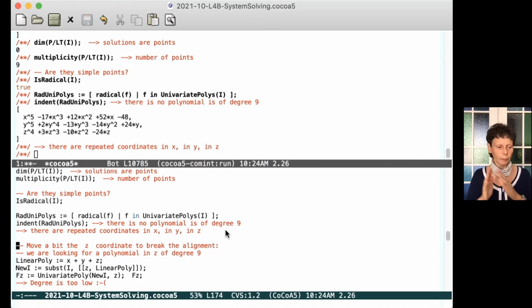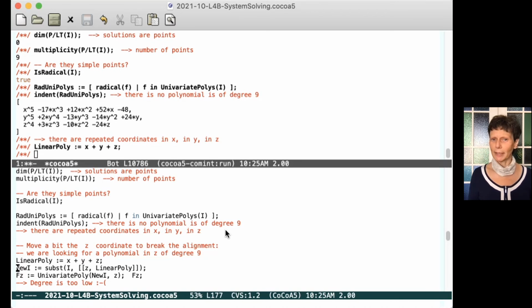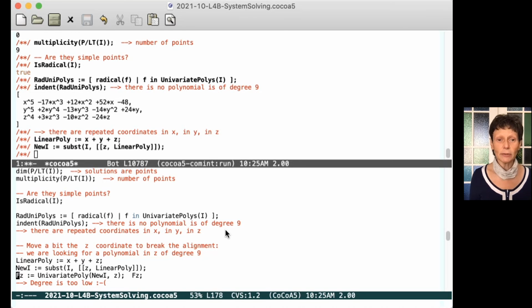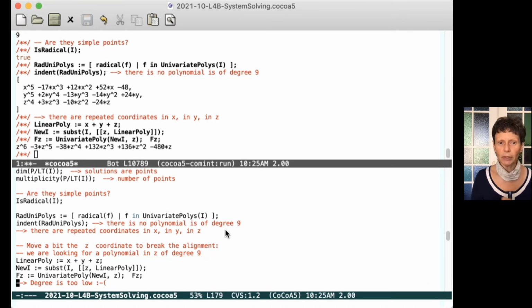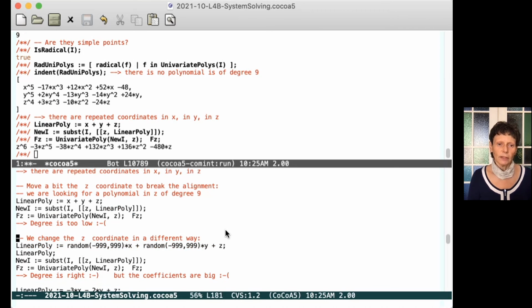How can we solve this problem? We take our grid of points, which is represented by a system, and we move it slightly. If we move it slightly, then we break the alignment. So we take a random polynomial, which, this is not very random. We substitute, instead of z, this random linear polynomial, and I compute the polynomial in z. And if I look at the polynomial in z, I see that that's not good. It's not enough. I get 6 different coordinates. I need 9. So the degree is too low.